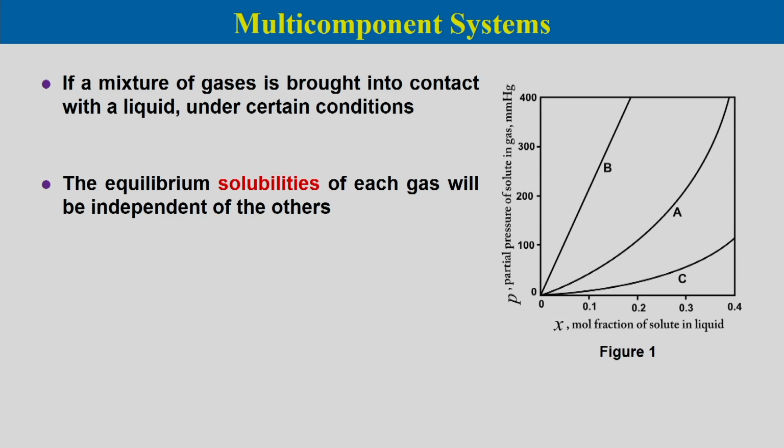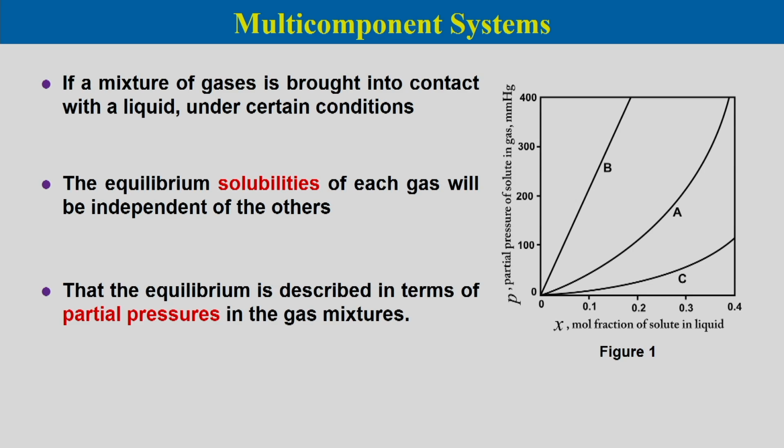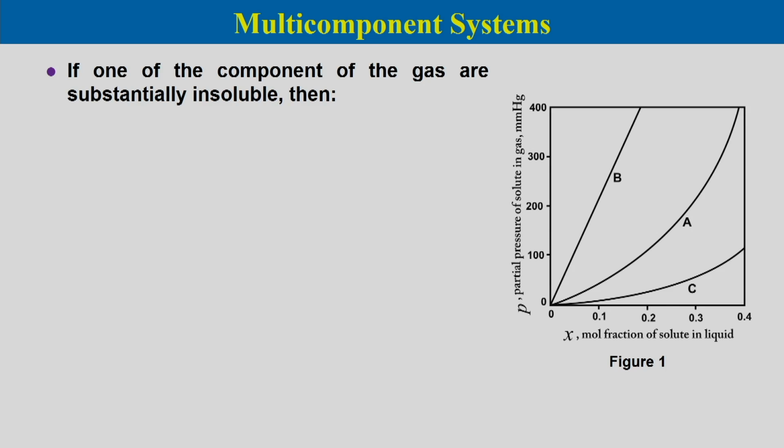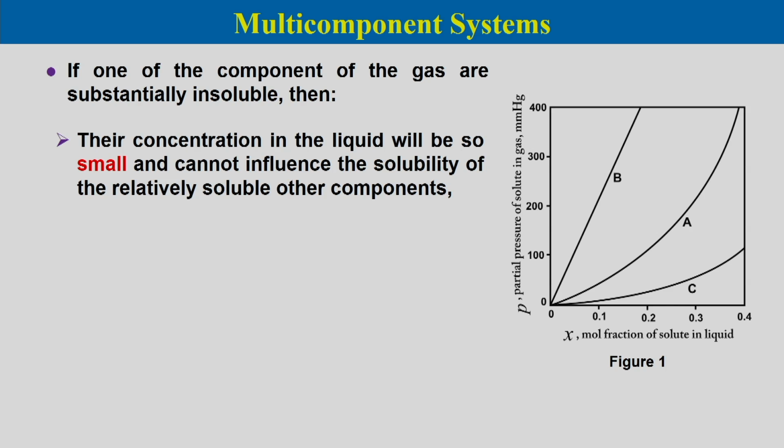Now, if we take more than one component in the mixture, that is a mixture of gases, and it is brought into contact with the liquid under certain conditions, the equilibrium solubility of each gas will be independent of the others, and the equilibrium is described in terms of the partial pressure in the gas mixture. So, if one of the components of the gas is substantially insoluble, then its concentration in the liquid will be so small that it cannot influence the solubility of the relatively soluble other components.